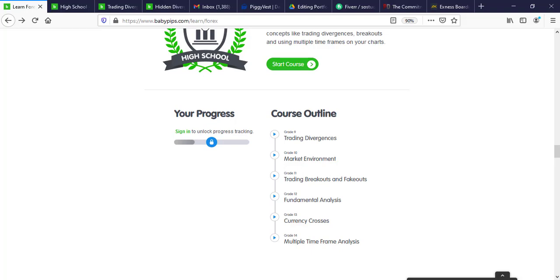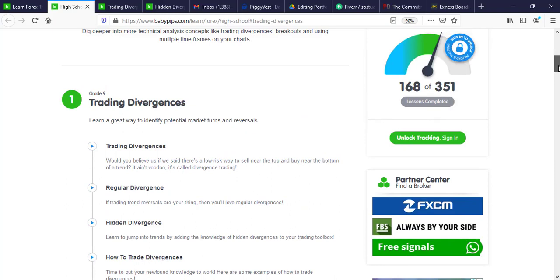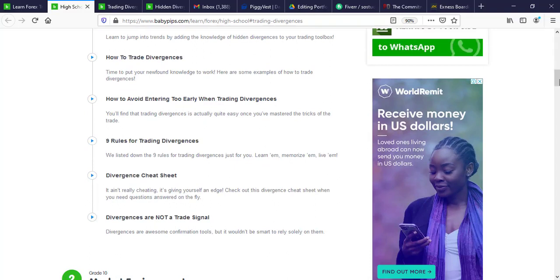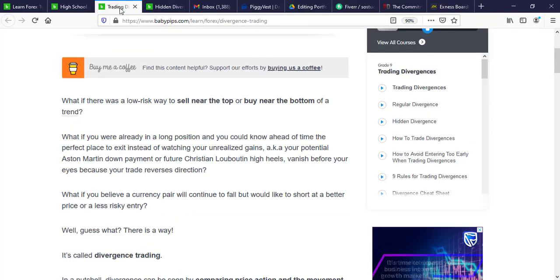So we're going to start by talking about trading divergences. Here are the subtopics under trading divergences: trading divergences is the first one, then regular and hidden divergences, the third one, then how to trade divergences. I'm just going to say DV. So when I say DV, you just know I'm talking about divergences. Then how to avoid entering too early when trading DV, the 9 rules of trading DV and DV sheets. Then DVs are not a trade signal. So let's dive right into the first one, trading DV.